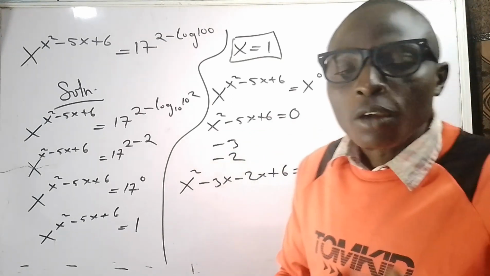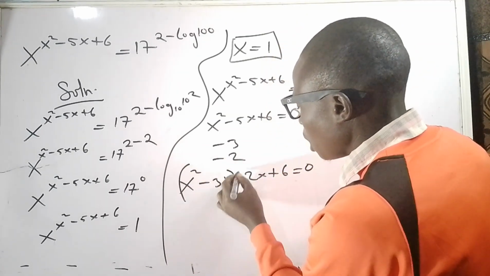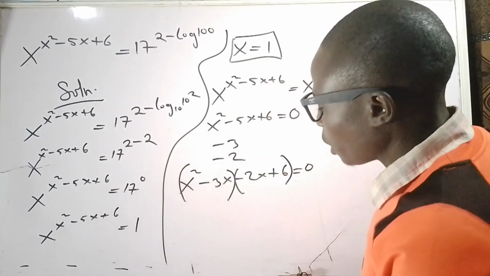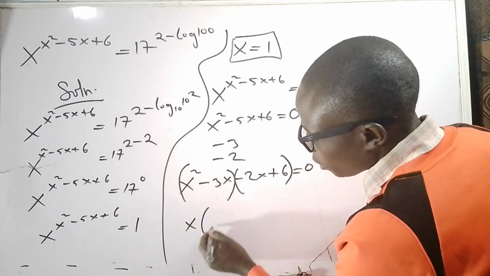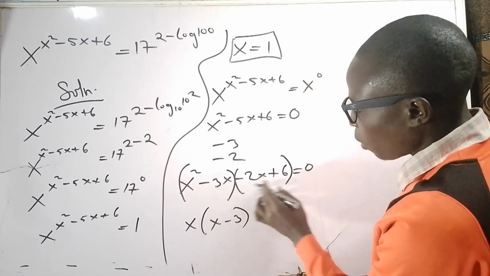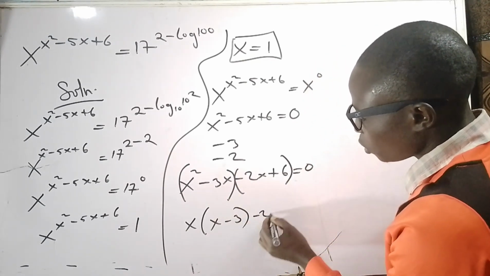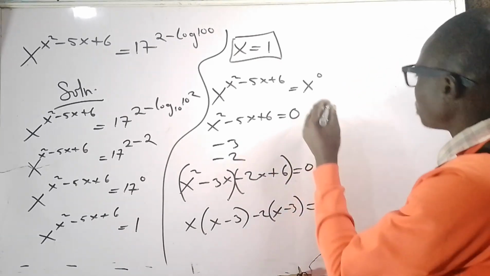Then we can now factorize by grouping. We'll group the two and group this together. So what is common here is x. So I'll now factor x out. I have x minus 3. Then what is common here is minus 2. I'll have x minus 3 here to be equal to 0.